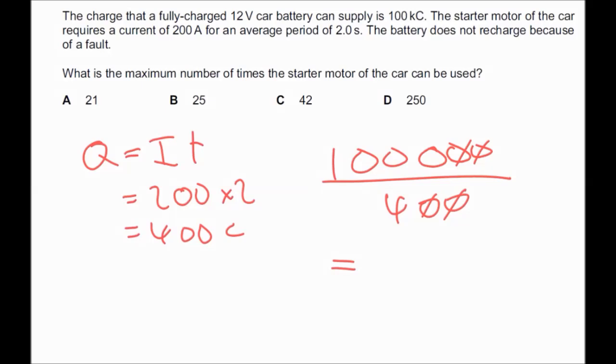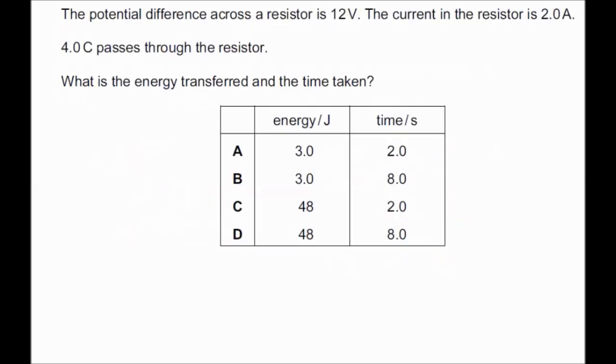The potential difference across a resistor is 12 volts. The current in the resistor is 2 amps and 4 coulombs of charge passes through it. What's the energy transferred and the time taken? Well, Q equals IT. So Q over I equals T. So 4 divided by 2 equals 2 seconds. So we're looking at either A or C.